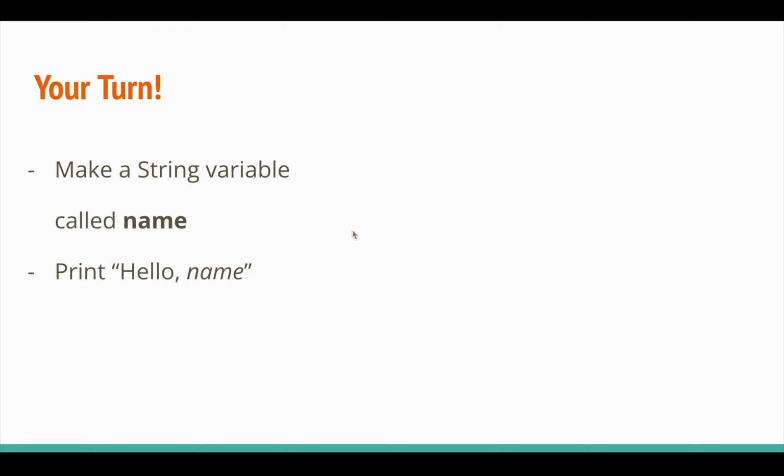So create a string variable in a new CodePad or your existing one and call it name. After that, you want to print hello and the value of name you just created. So for example, name could be Bob and you would print hello Bob. So give that a go and come back to the video once you're finished.